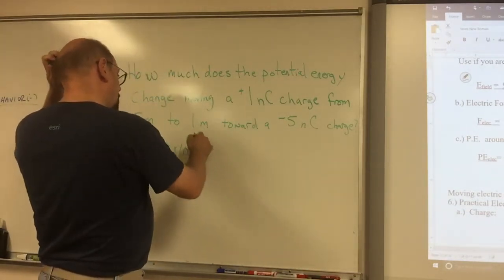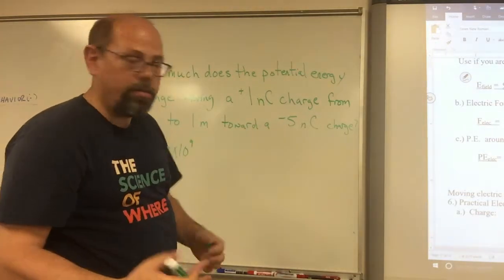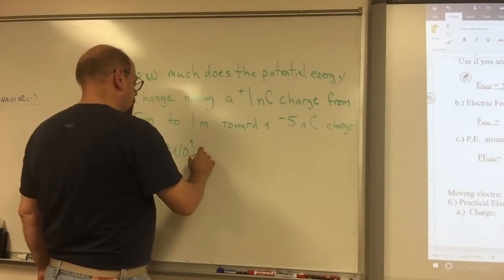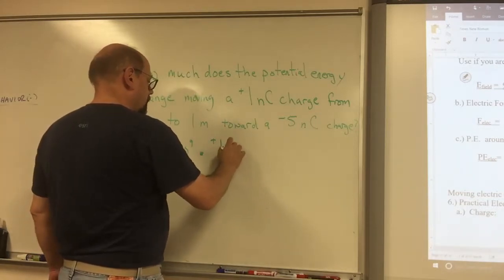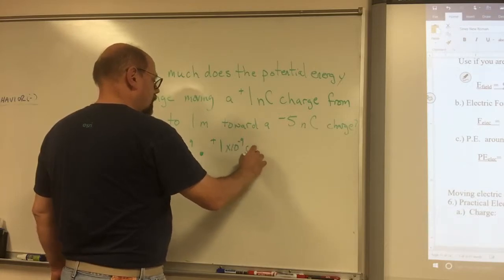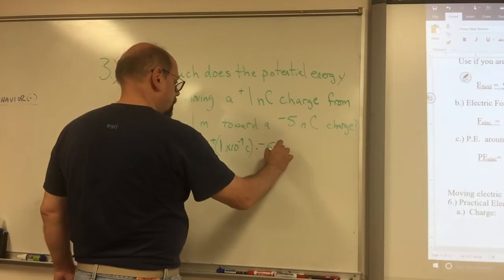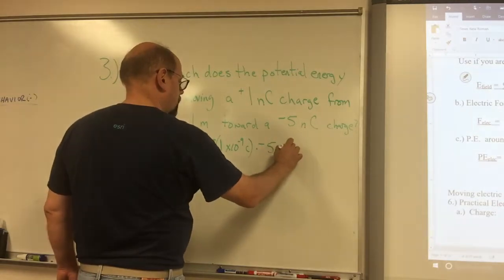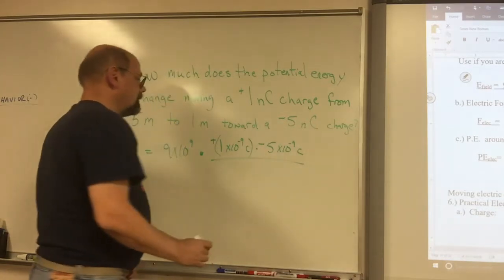All right, so we've got, now these are nanocoulombs. Nanocoulombs is the billionth. So that's 10 to the minus 9. So we're going to get times 1, and it's a positive, times 10 to the minus 9th coulombs, times a minus 5 times 10 to the minus 9th coulombs, all divided by the distance between these two.